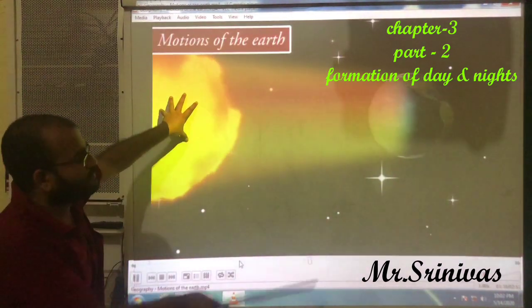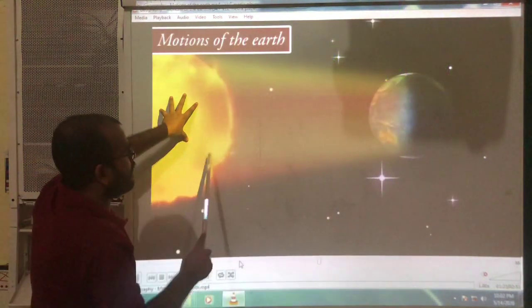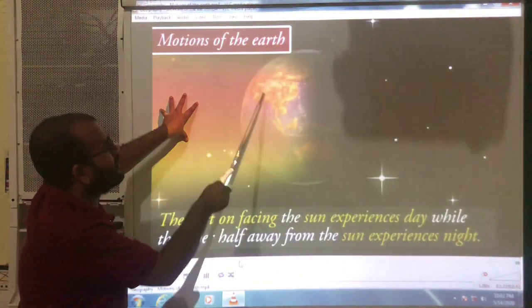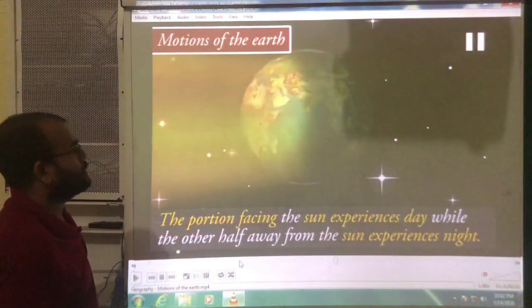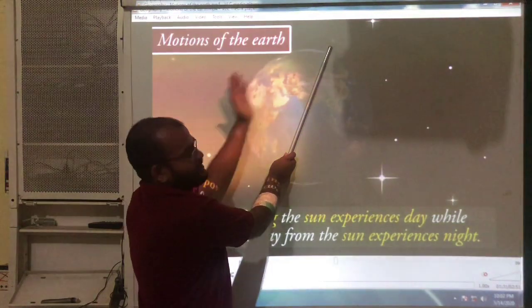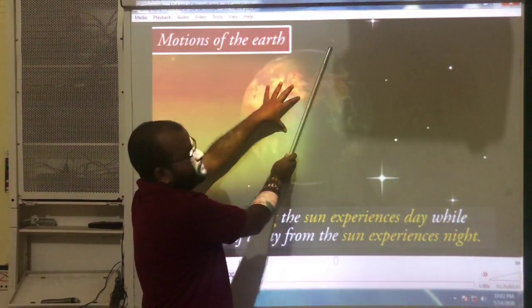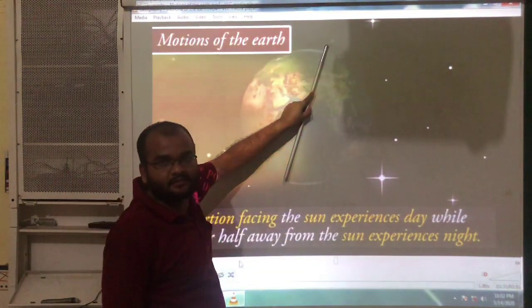This is the sun and earth. The sun rays are falling on the earth's surface, and only half of the portion is receiving sunlight. Half of the portion receiving sunlight, and the remaining half is not receiving any sunlight.